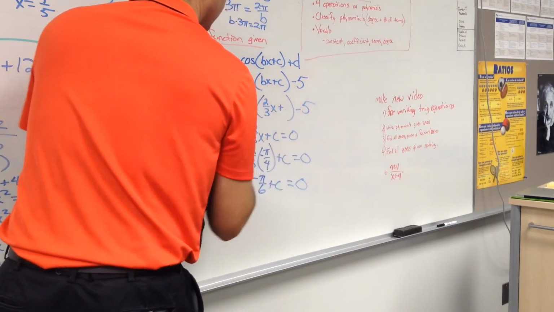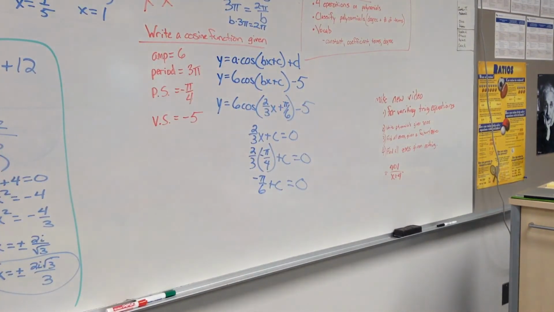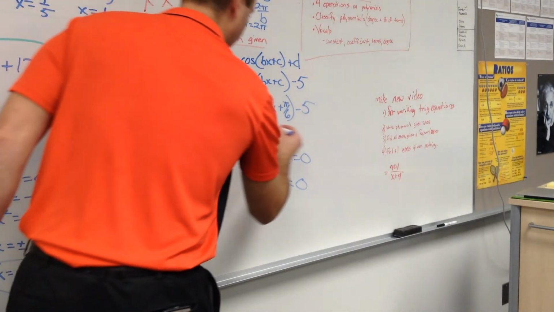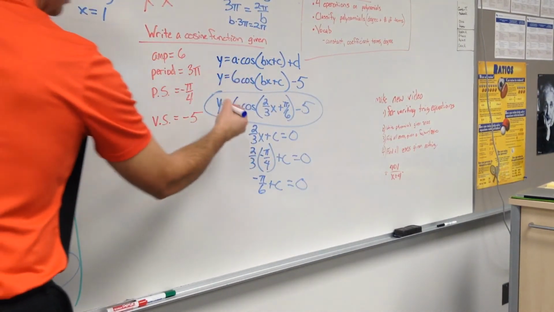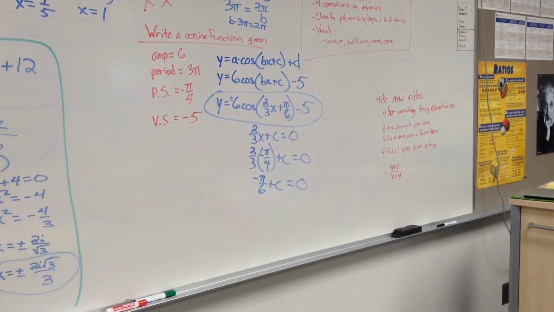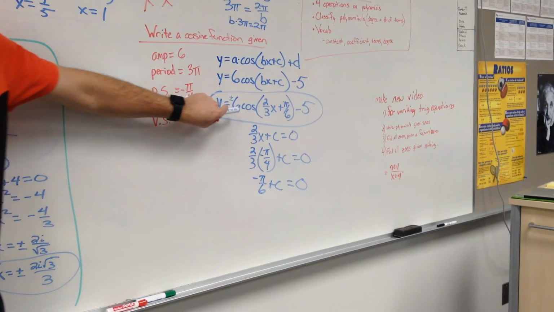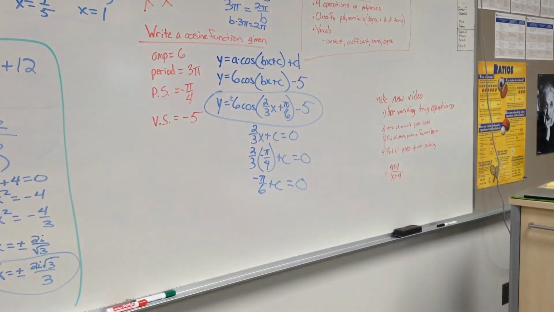So then c is simply pi over 6. This would be your answer. You could make the 6 positive, you could make it negative, it really doesn't matter. The amplitude will still be 6 in front there. But this is how I would find the correct function that has the given properties. Are there any questions that you have?